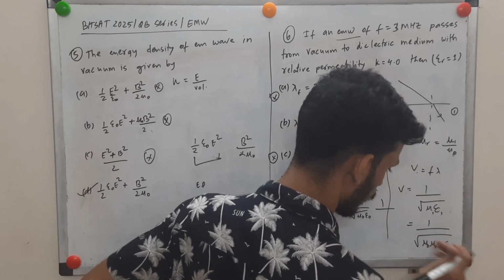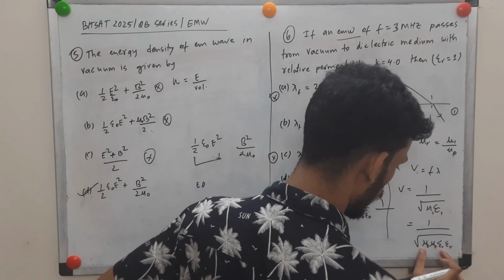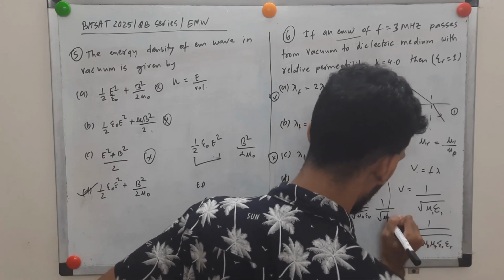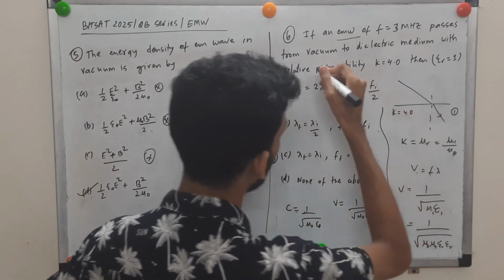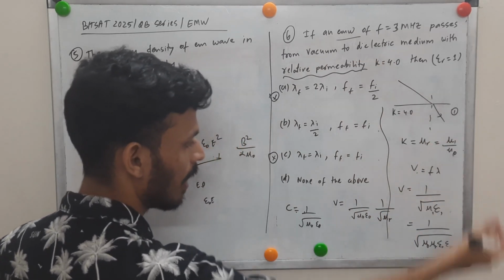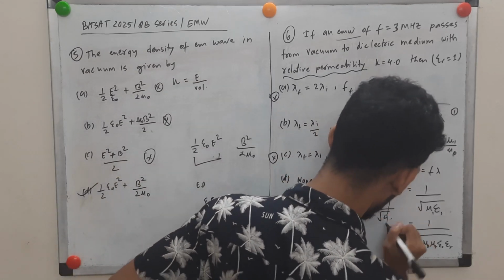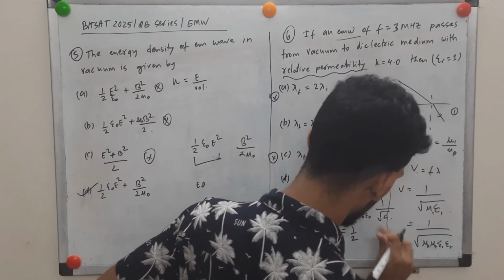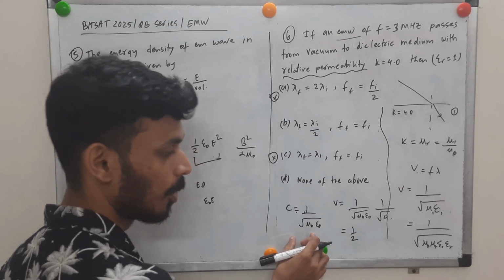Because when epsilon r becomes 1, this and this will remain, and under the root, mu naught r. So mu r, the relative permeability, is 4. The square root of 4 is 2, so we get 1 by 2. And what is this? The C, the original speed.